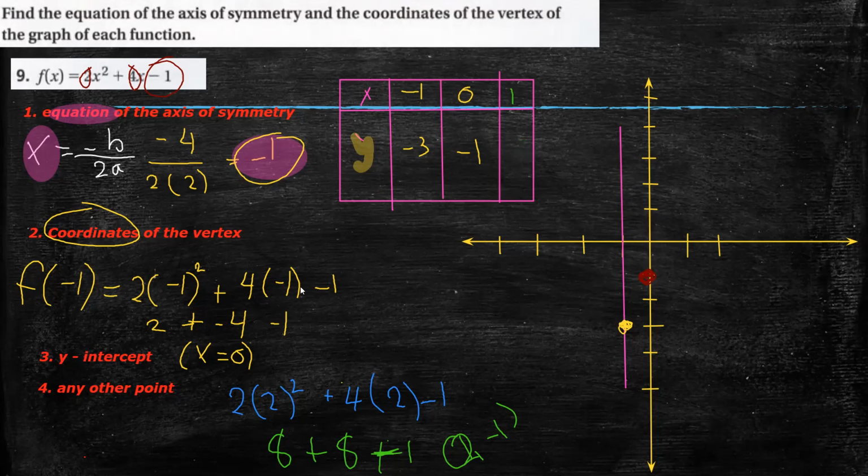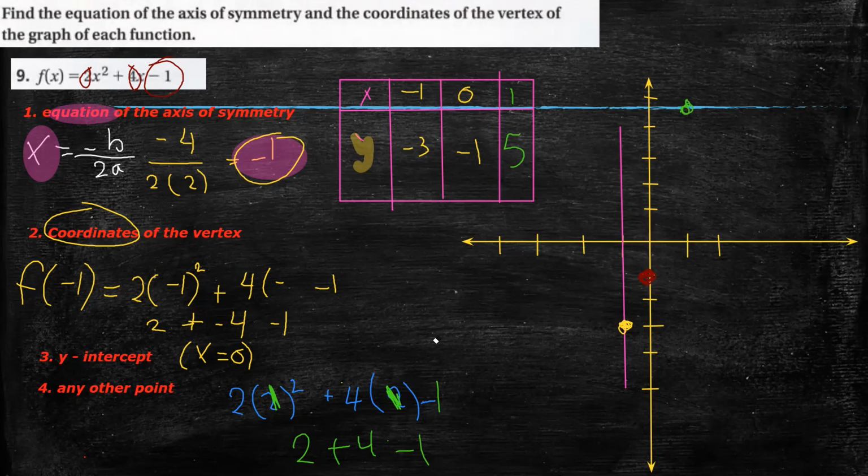1 squared. Let's evaluate with 1 to be easy for me. Now, 1 squared is 1 times 2, 2, plus 4 minus 1, 6 minus 1 is 5. So the third point now is 1, 5. Let's go here now, 0, 1, 1, 5.